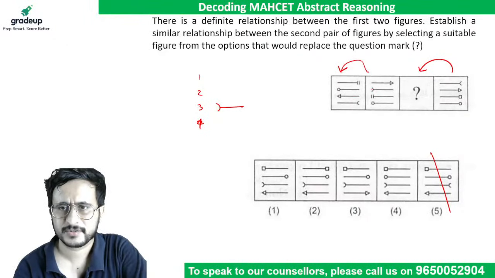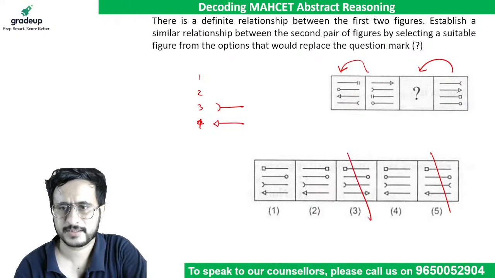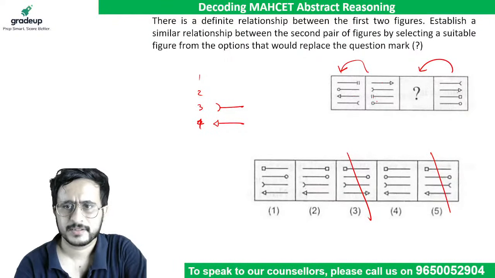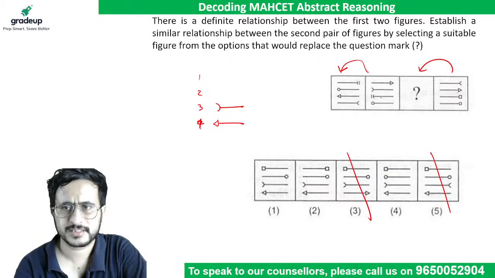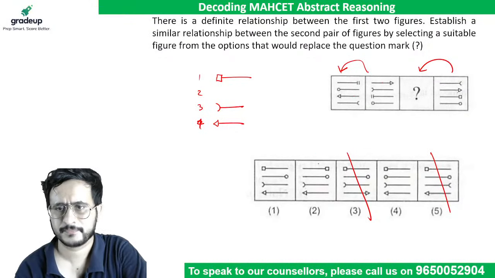This image was at the 2nd position, this has moved to the 4th position with opposite direction. So this arrow will move to the 4th position with this direction. So this helps us eliminate this option. The 3rd image, which was this, now it has moved to this position with opposite direction, so it will move to the 1st position. So you will have a shape like this. So now we are left with 2 options.